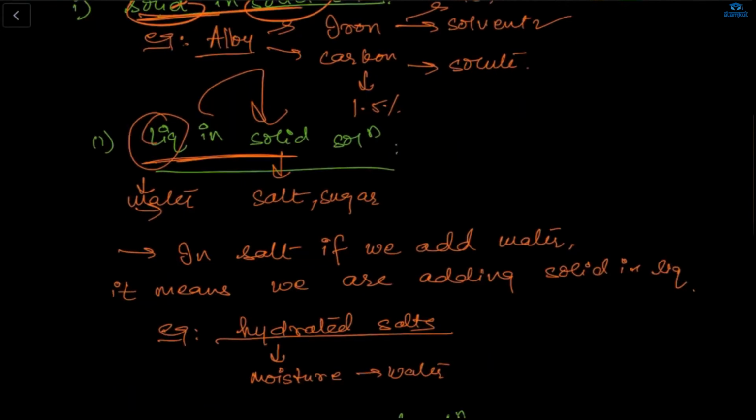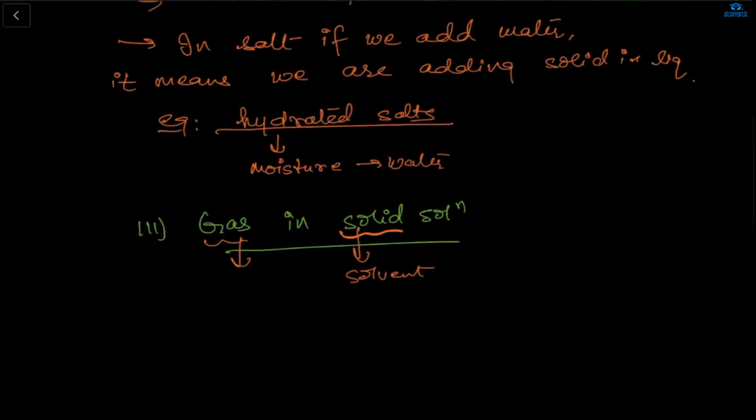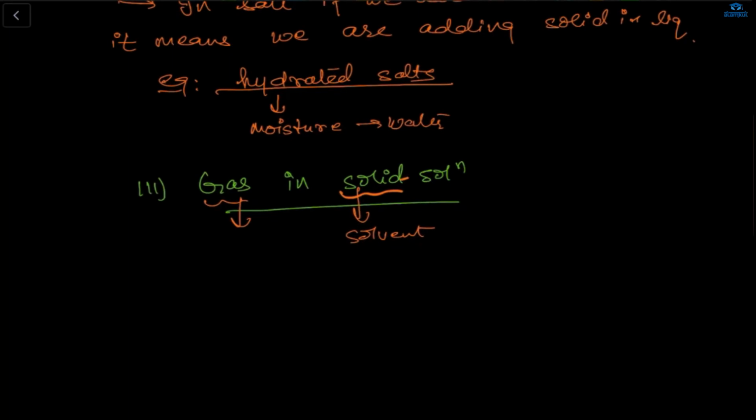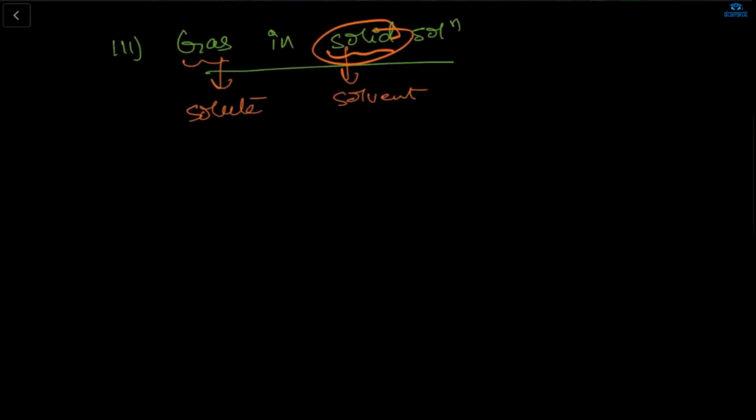In liquid and solid, solid again acts as the solvent and liquid acts as the solute. And in gas and solid, solid will act as the solvent and gas will be the solute, because we are learning about the solid solution. In solid solution, we only consider the solid as the solvent. So what is gas in solid? Here we are trying to dissolve the gas in the solid.